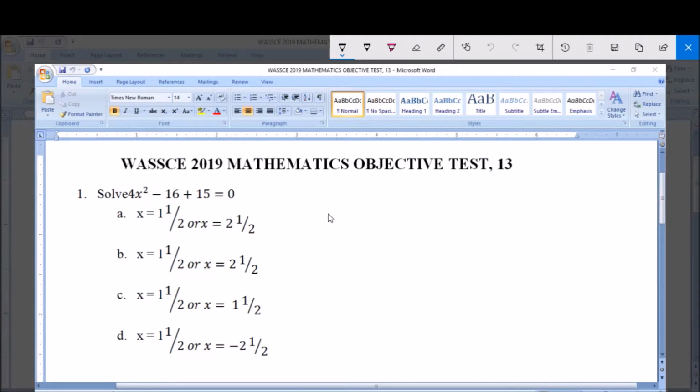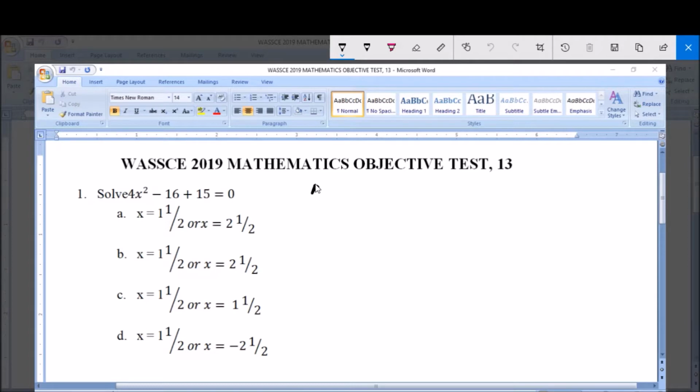The answer options say: A, x equals 1 whole number 1 over 2 or x equals 2 whole number 1 over 2. B says x equals 1 whole number 1 over 2 or x equals 2 whole number 1 over 3. Another option says x equals 1 whole number 1 over 2 or 1 whole number 1 over 2. Another says x equals 1 whole number 1 over 2 or x equals minus 2 whole number 1 over 3.